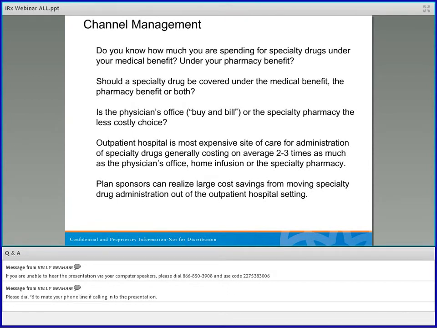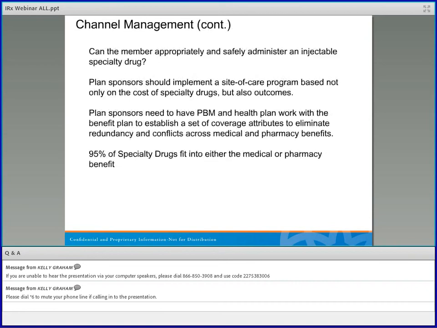So that's the first thing, in looking at your drug spend on a medical versus a pharmacy side, is really looking at how much of your specialty drugs are actually being administered through an outpatient hospital setting. And if there is really not a valid reason to have that individual getting the specialty drug through an outpatient hospital setting, then look at moving that to another area.